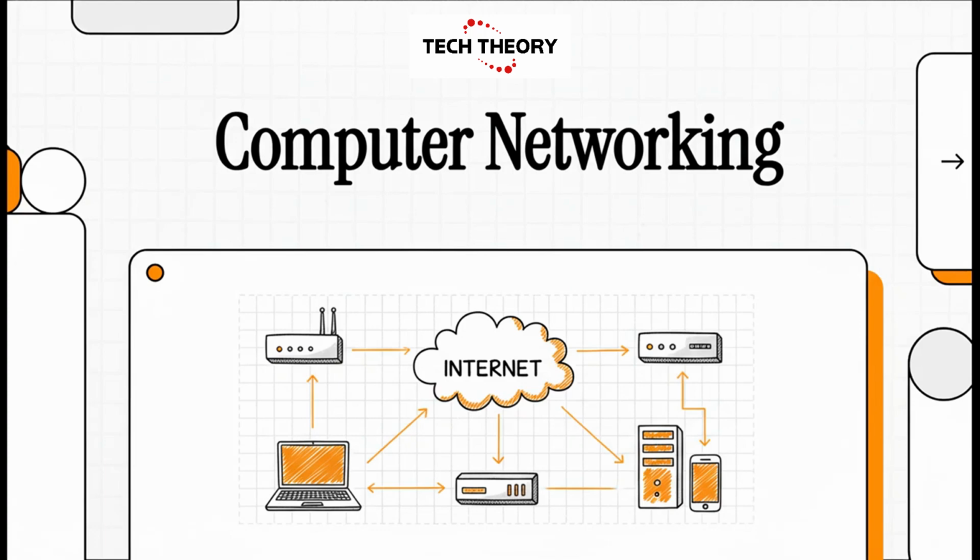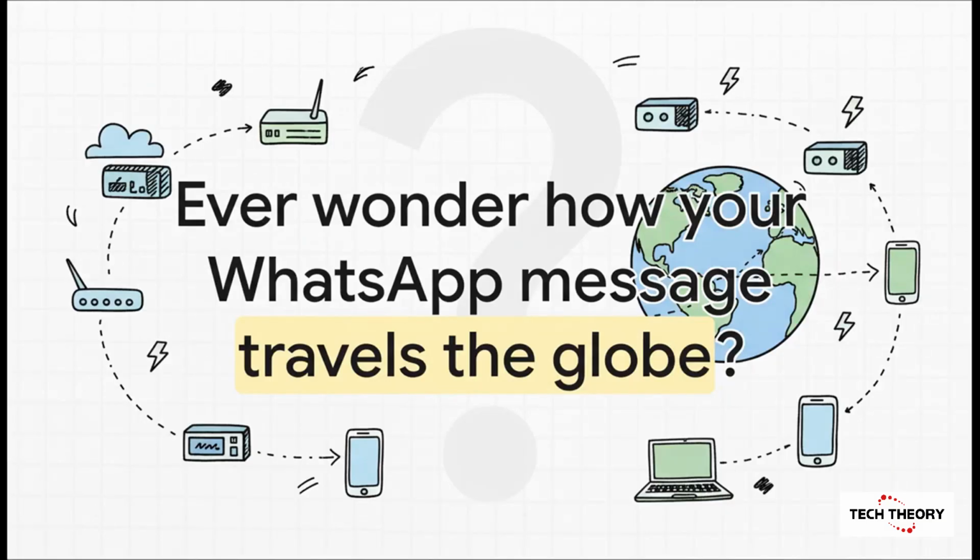All right, let's talk about computer networking. We're going to pull back the curtain on this invisible magic that basically powers our entire connected world. I mean, it is everywhere. Have you ever really thought about it? You send a WhatsApp message, maybe a photo, to a friend who's literally on the other side of the planet, and poof, it's there in a second. How on earth does that happen? It feels like magic, right? Well, it's not, but it's pretty darn close.